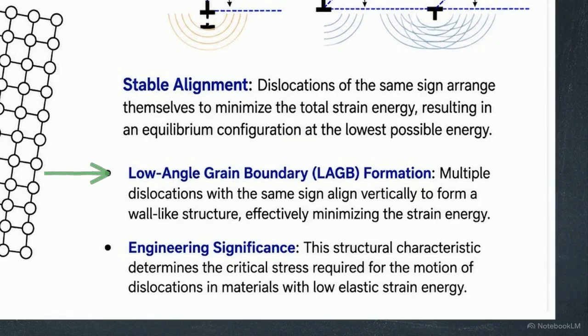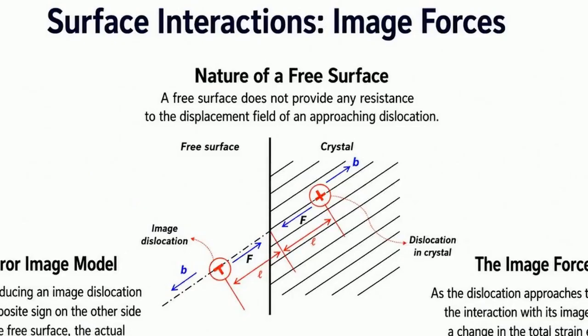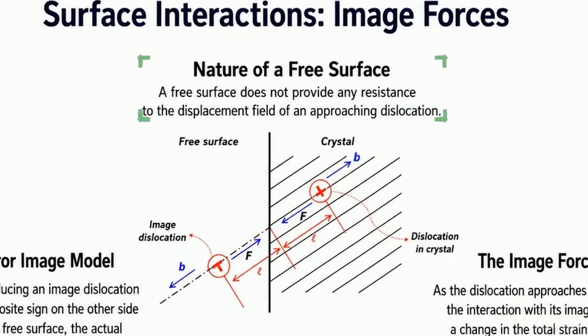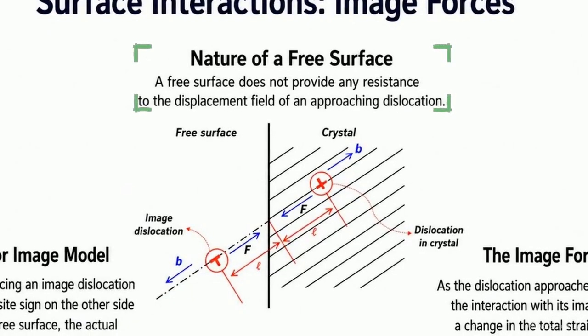One final interaction demonstrates this drive: image forces. A free boundary acts as an energy sink for an approaching dislocation. Because a free surface offers no resistance to the displacement field, the force draws the dislocation out of the crystal entirely to relieve all strain.